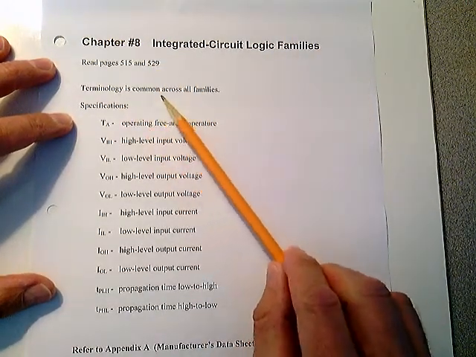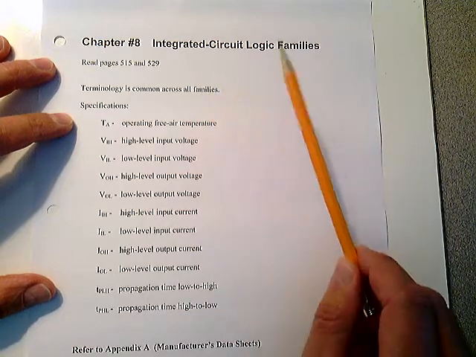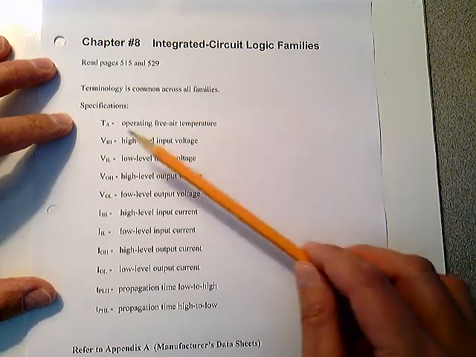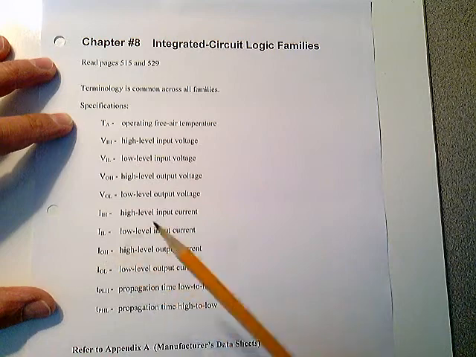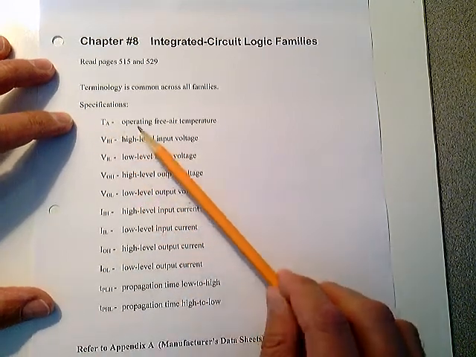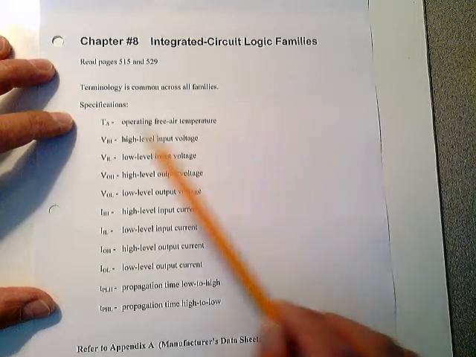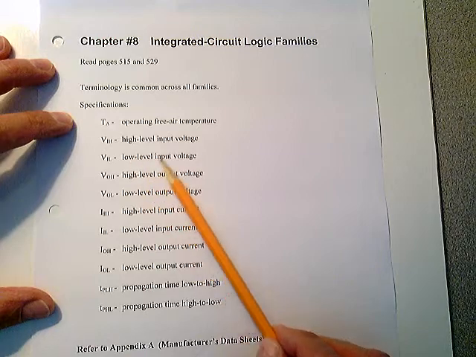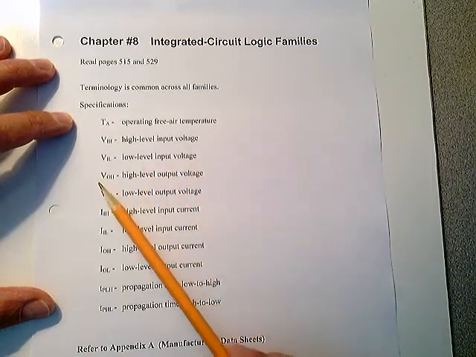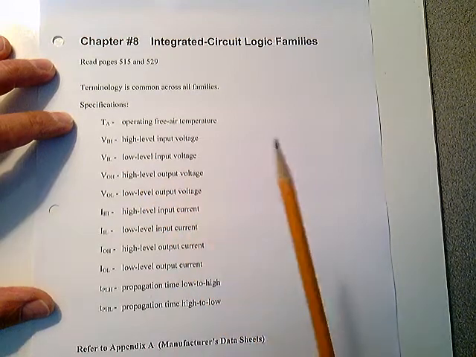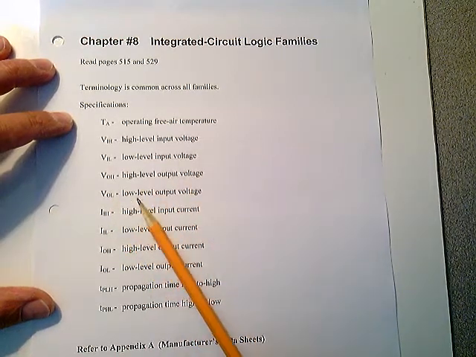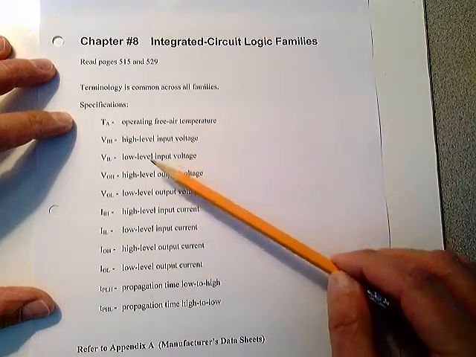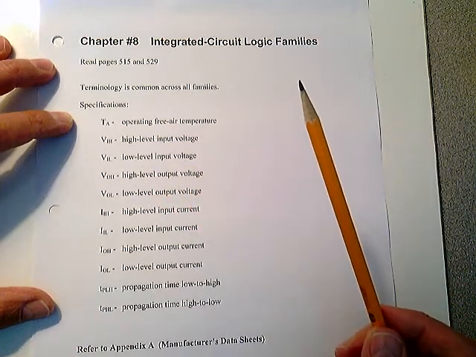The terminology is common across all families, so whether you're using TTL or CMOS or NMOS, these specification abbreviations are identical. T sub A is operating free air temperature, V sub IH is high level input voltage, and V sub IL is low level input voltage. V sub OH is high level output voltage, and V sub OL is low level output voltage. We're only going to discuss in this lecture the first 5 types of specifications.